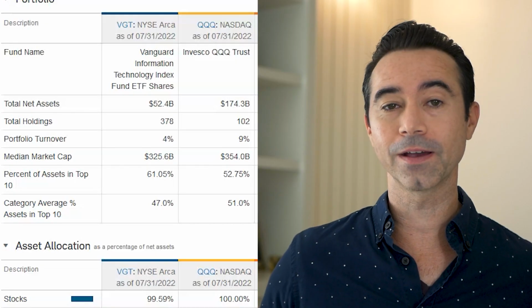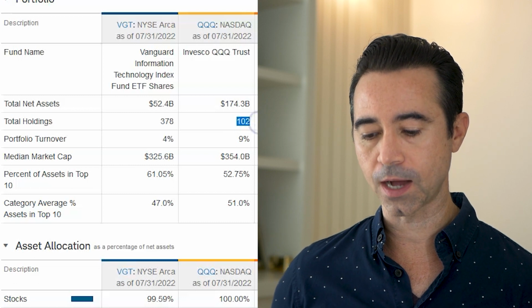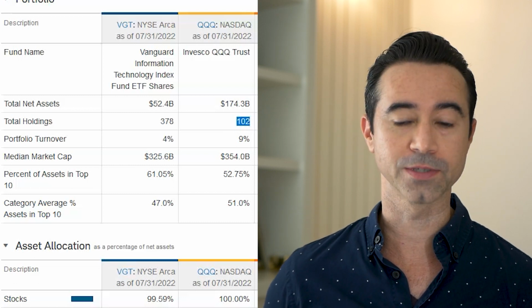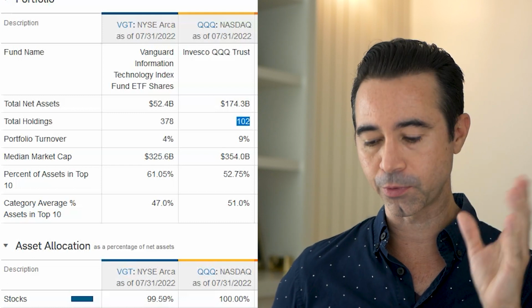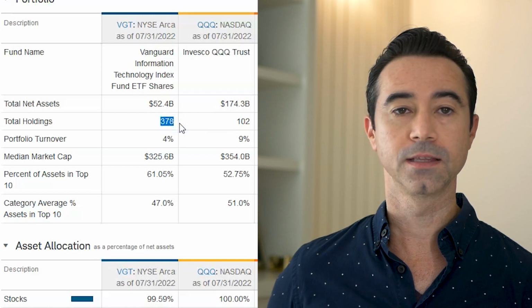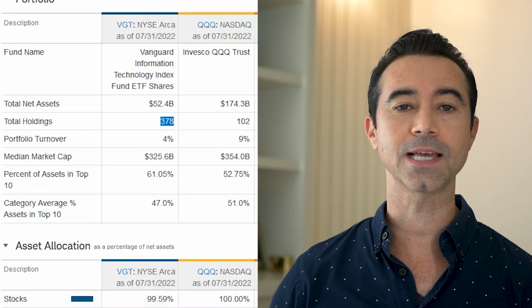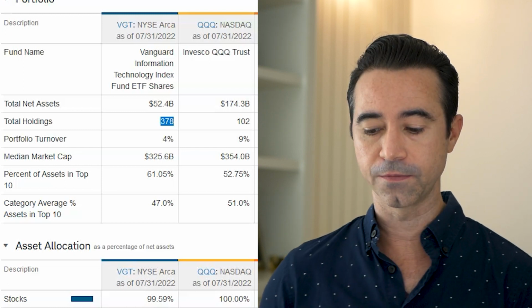And in terms of the portfolio, of course, QQQ has fewer stocks because QQQ is only investing in the NASDAQ 100. What's the number there? 100, right? 100 different stocks. So QQQ should have 100 stocks. It's got 102 in here. I don't know why there are two other ones in there, but it's probably just a temporary thing. We have 102 showing on Schwab. VGT here has total holdings of 378. So this has a much larger cross-section of the technology sector than QQQ does.